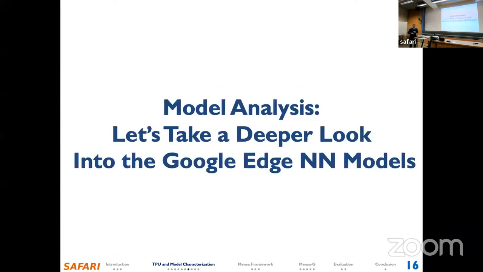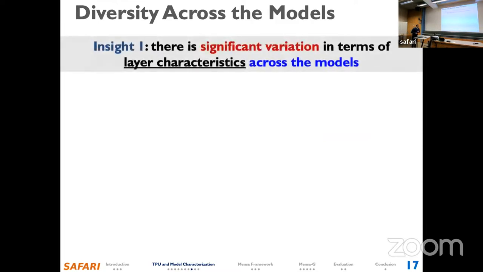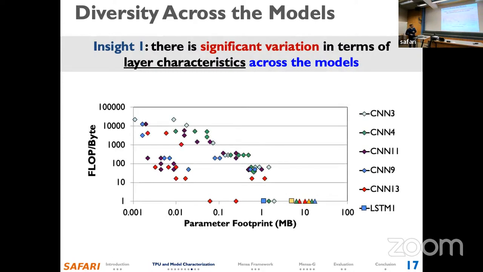And to answer this, now we're going to analyze the models themselves, not necessarily the accelerator, but trying to characterize the application. So we did that, and the first insight that we got was that there is a huge diversity across the models in terms of properties of the models and also layers inside the model. So for example, here I have a scatter plot where I'm plotting, on the x-axis, the parameter footprint in megabytes, so the size of the parameters of a model, and also the arithmetic intensity in FLOPs per byte of the model. And here I have some models that are compute bound, and the LSTM is memory bound.